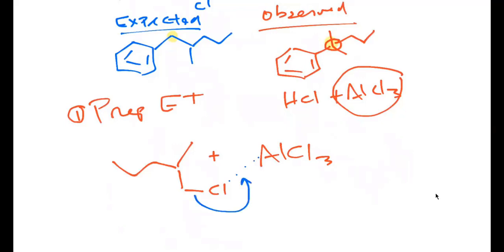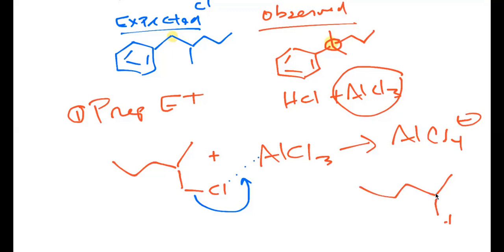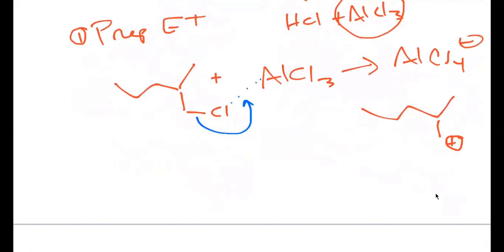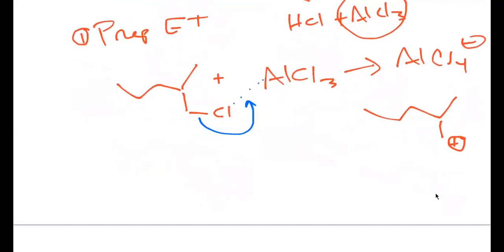All right, so what you end up with in that case is aluminum tetrachloride, which is now negative, and then you end up with a primary carbocation. Is that bad or good? Bad. Was that you, Jalen? Yeah. It's bad, right? So how do we fix that? Resonance.